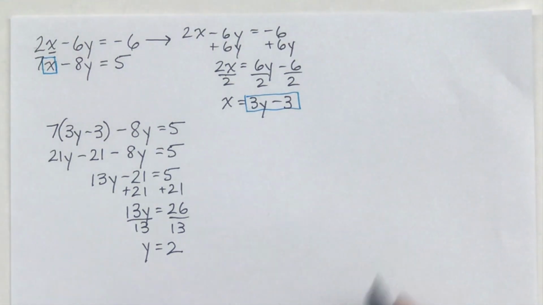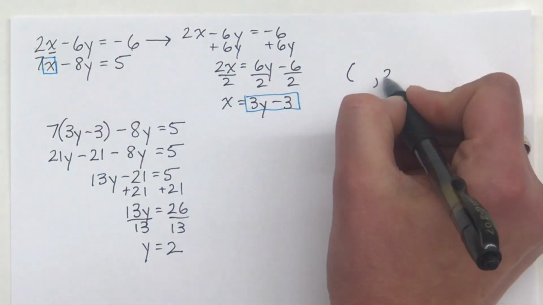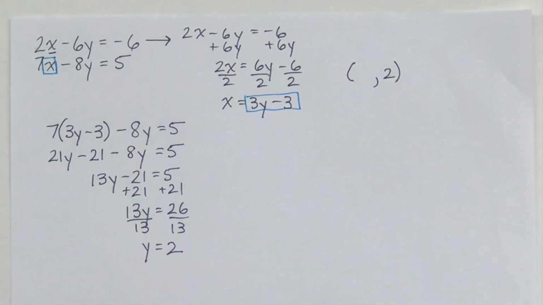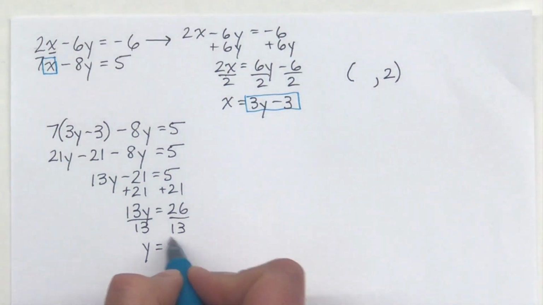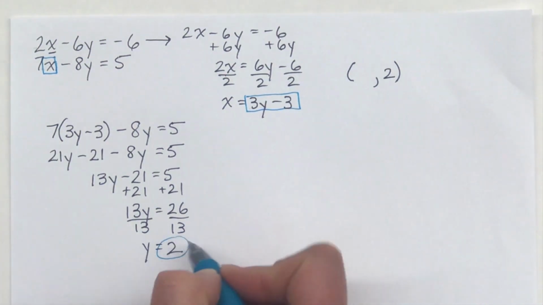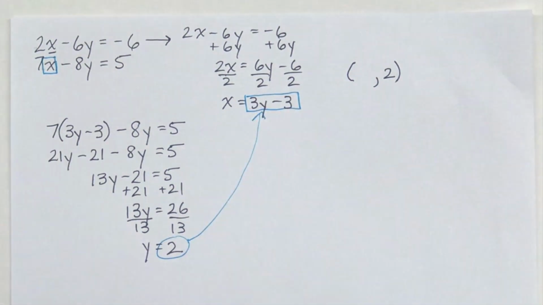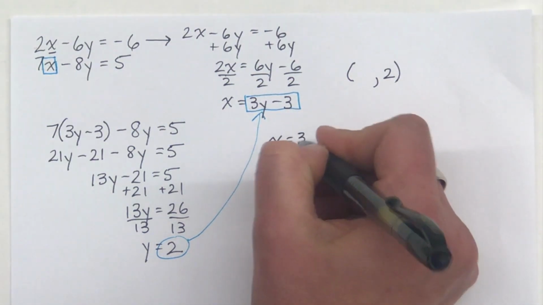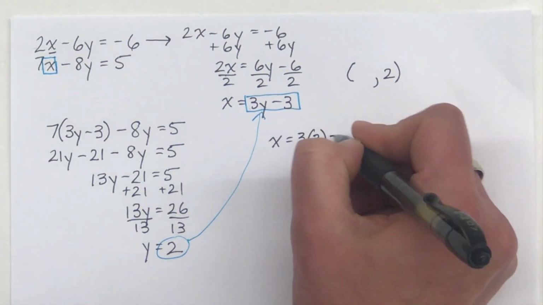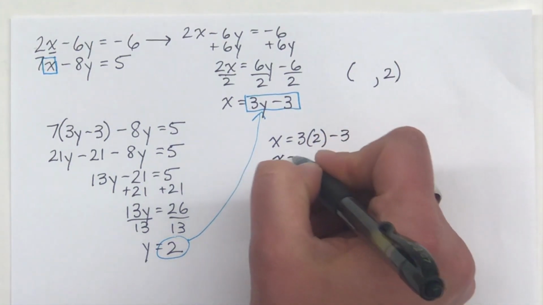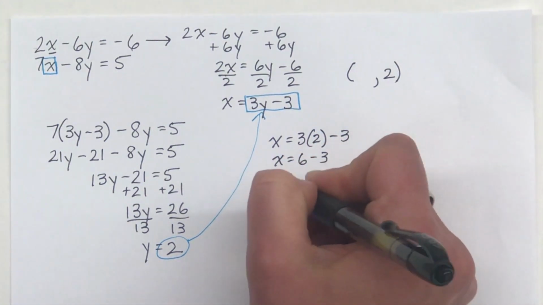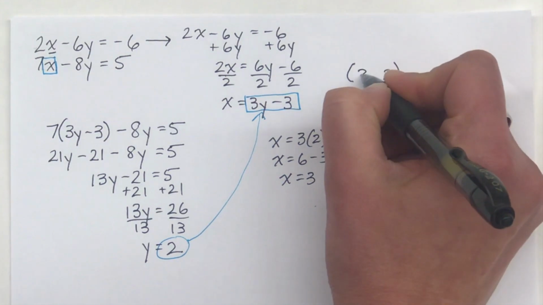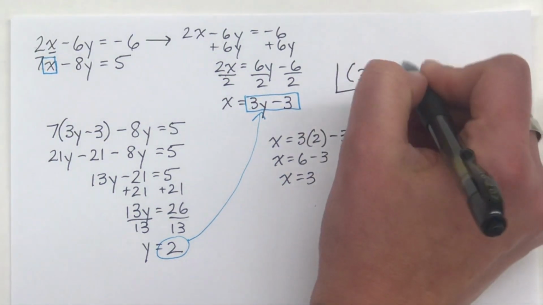Now, we know that our final ordered pair is going to have y value of 2 in its final coordinate. So now we know that the y is 2, so we're going to take that value, plug it into this equation to get our x value. So x is equal to 3 times 2 minus 3. So 6 minus 3 is 3. That's our x value. So here is our answer.